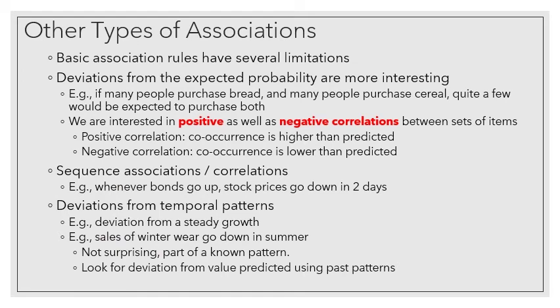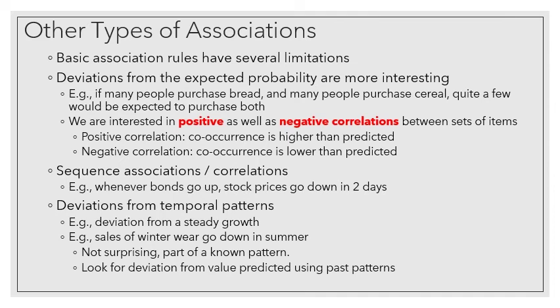Let's see other types of association. The basic association rules have several limitations, in that many associations are not very interesting. Deviations from the expected probability are always more interesting. For example, if many people purchase bread and many people purchase cereal, quite a few people will be expected to purchase both even if there is no connection between the two purchases.